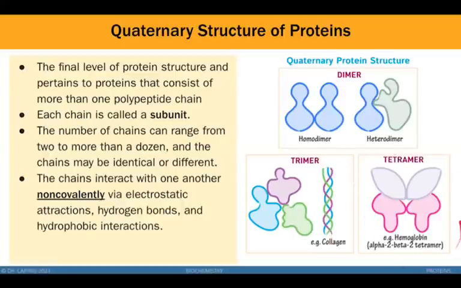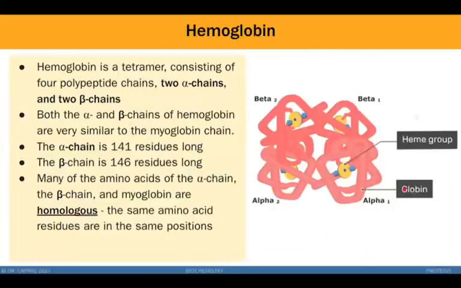And we also have a tetramer, an example of which is hemoglobin, consisting of four polypeptide chains, but two of them are identical or are homodimers. So the most significant example of quaternary structure of protein is hemoglobin.